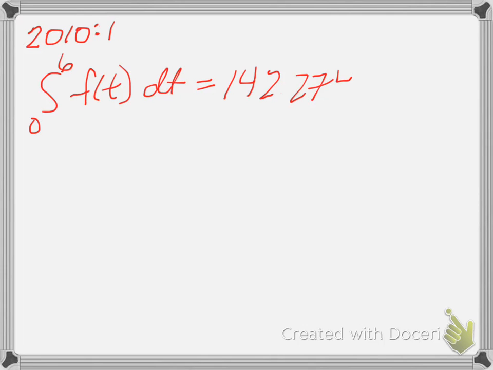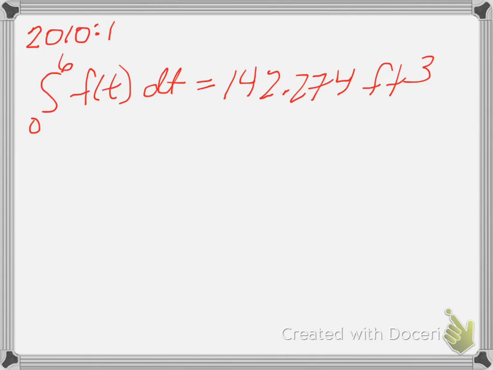They told us that f of t represents the amount of snow that fell. So this is a calculator question. You're just going to pop it in your calculator. You get 142.274 feet cubed. And that's part A.